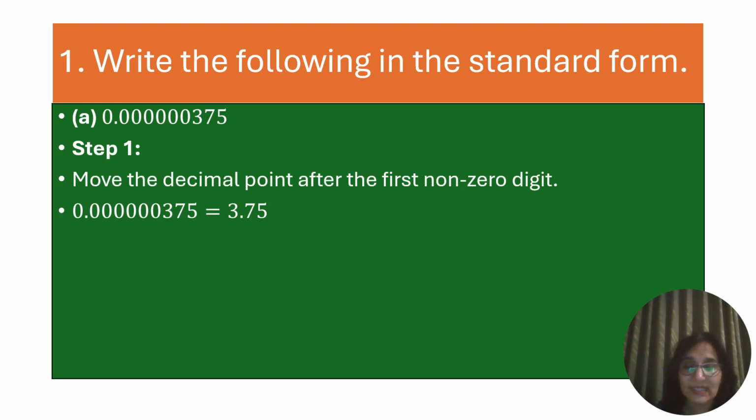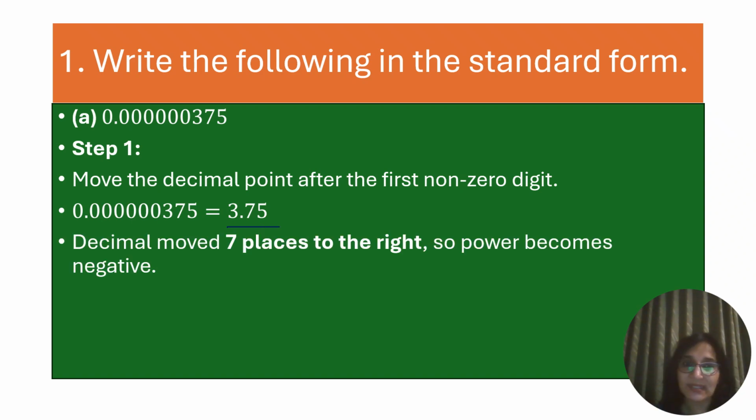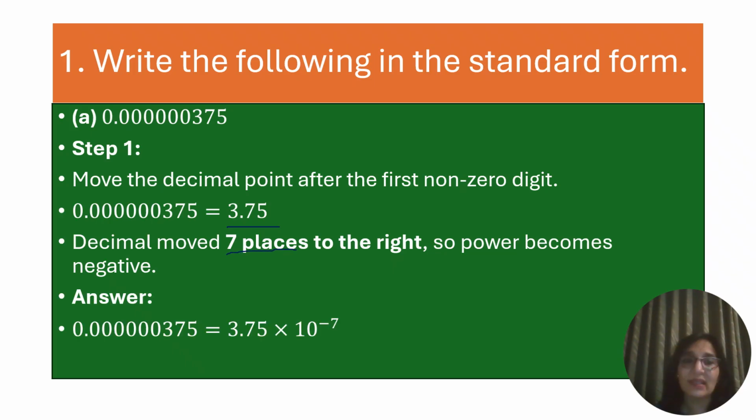So when you have moved the decimal point after the first non-zero digit, you get 3.75. Now, what is the next thing? How many decimal places have you moved? You have moved 7, that is 7 places to the right. So the power becomes negative. So you have moved how many places, children? 7 places. So our answer will be 3.75 into 10 to the power minus 7. I hope this is clear. If you want, you can count 1, 2, 3, 4, 5, 6, and 7. Hope this question is clear to you.